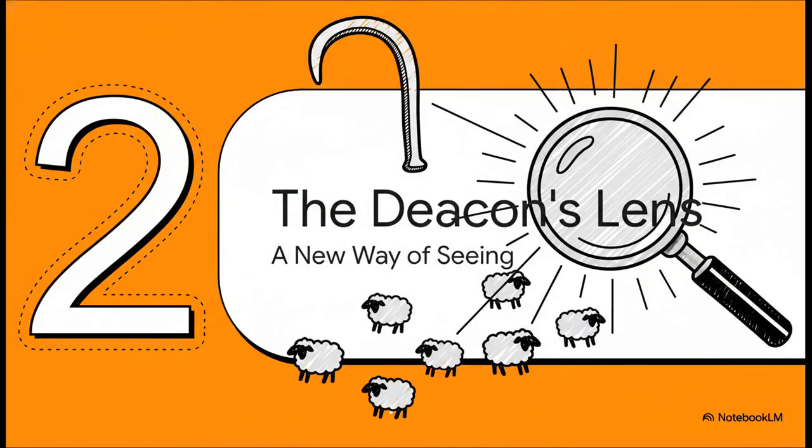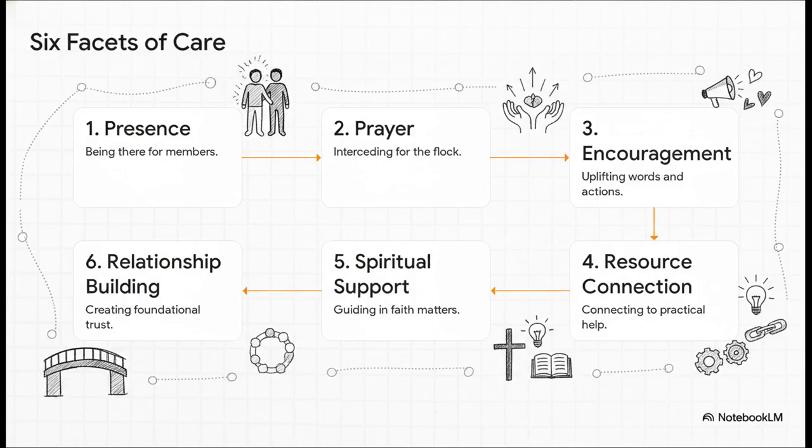Okay, so if the flock is scattered all over the place, how in the world do we care for them? Well, this is where a new tool can be incredibly helpful. Think of it like a deacon's ministry lens. It's like putting on a new pair of glasses that helps us focus our care with real intention. And what's really cool about this lens is how it breaks care down into these 6 actionable parts.